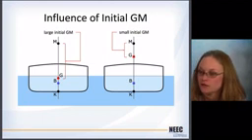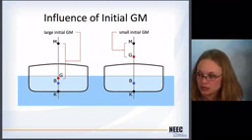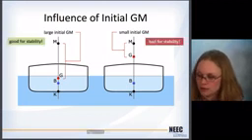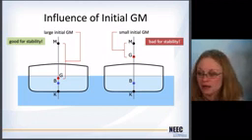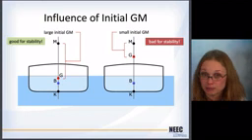So for example, here is a ship that has a large initial GM and a ship that has a small initial GM. This is just showing you kind of how things might come about. A large initial GM is very good for stability, right? But a small initial GM is bad for stability, because you don't have much wiggle room there.